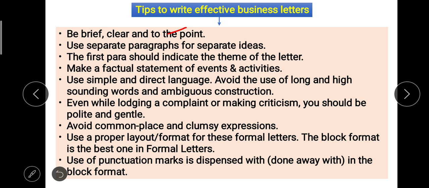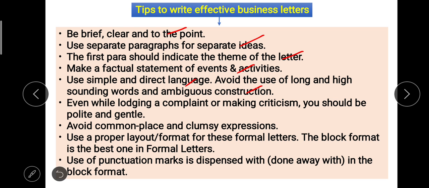Use separate paragraphs for separate ideas, like our letter is having 3 separate paragraphs. First para should indicate the theme of the letter, which is the introduction of the topic. Make a factual statement of events and activities. Because we are not writing a story, so our language should be very direct and having simple tone. Exact data should be mentioned over there. Use simple and direct language. Avoid the use of long and high sounding words and ambiguous constructions.